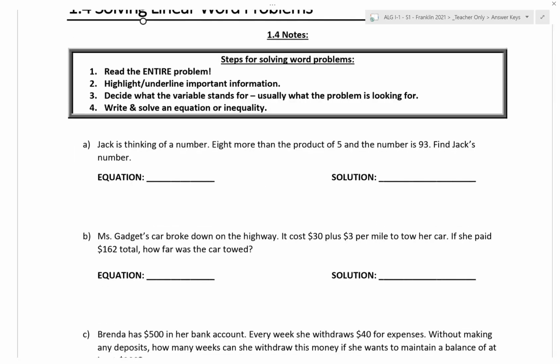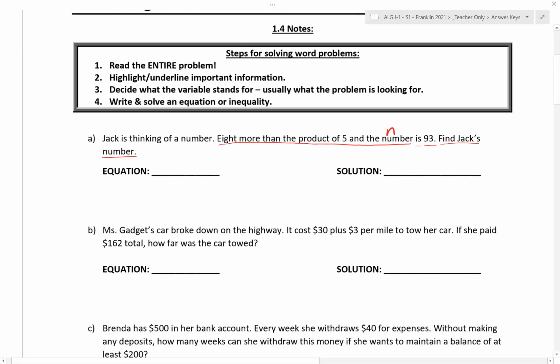So let's get started. It says Jack is thinking of a number. 8 more than the product of 5 and the number is 93. Find Jack's number. So Jack's number, that's going to be our variable, and we can call it x or n or whatever. It says 8 more than the product of 5 and the number is 93. So let's go ahead and make Jack's number n. We'll use the variable n for that.